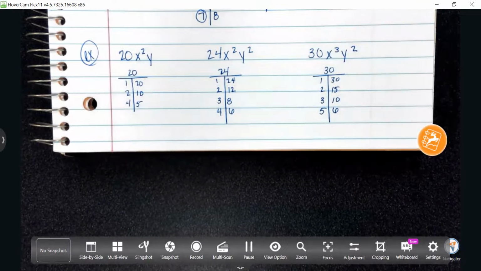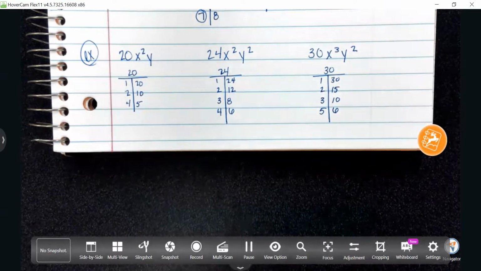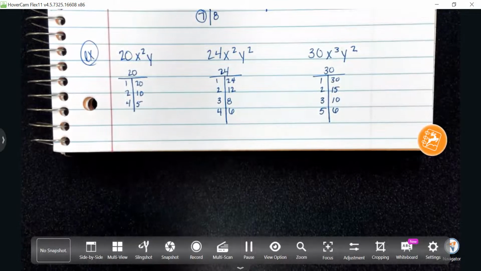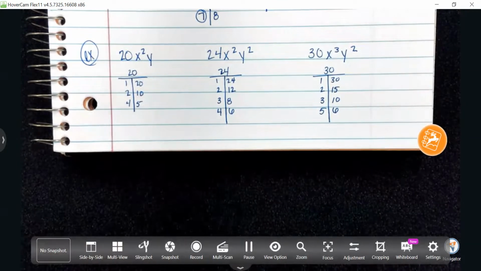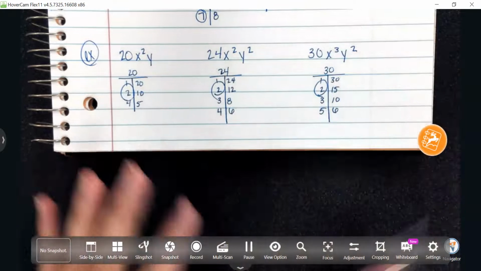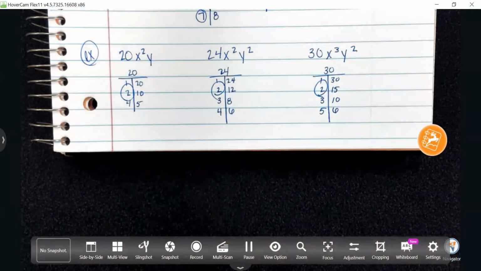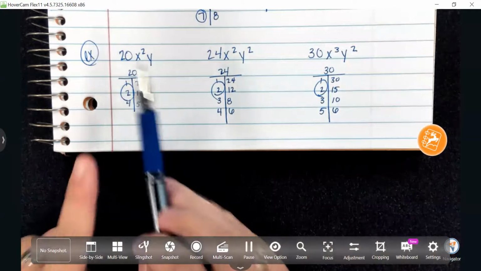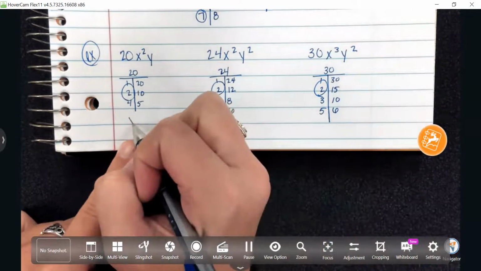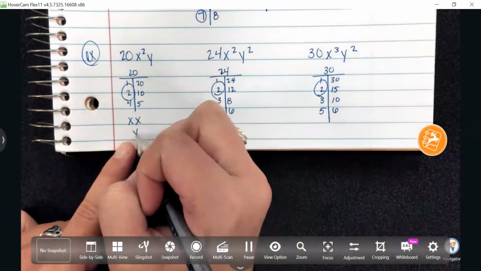All right, I need everybody's eyes to look at how to do the letters. So first of all, let's pick out our number. What's the greatest number they all have the same? 2. Okay, so I know that it's 2. Watch how easy these letters are. X squared means I have how many x's? 2 x's and 1 y.